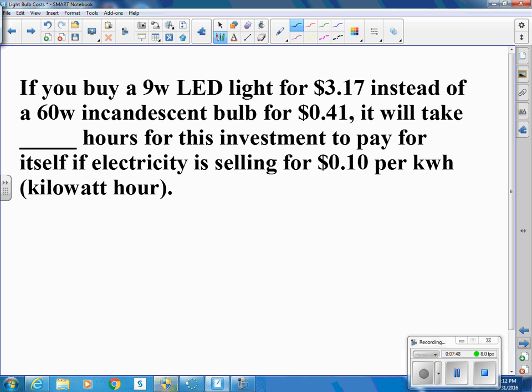If you buy a 9-watt LED light for $3.17 instead of a 60-watt incandescent bulb for 41 cents, it will take how many hours for this investment to pay for itself if electricity is selling for 10 cents per kilowatt hour? So let's see how many watts we save and see how long it would take to pay for the extra money that we paid to buy the bulb. So the extra cost is $3.17 minus the 41 cents, so $2.76.